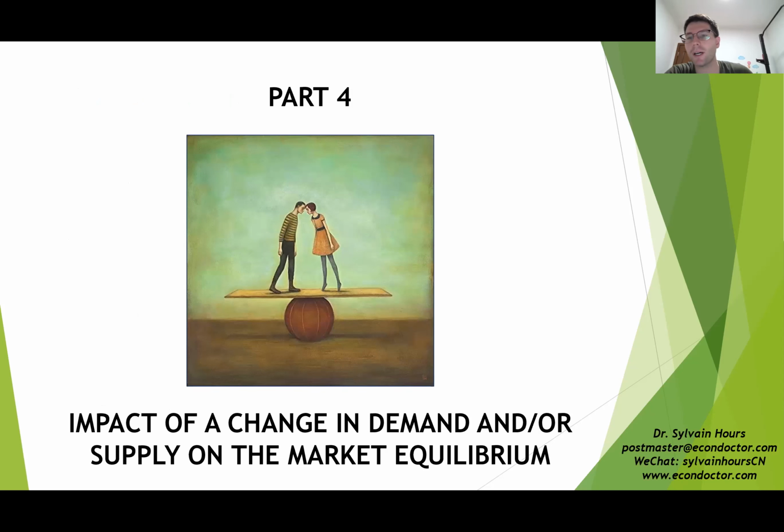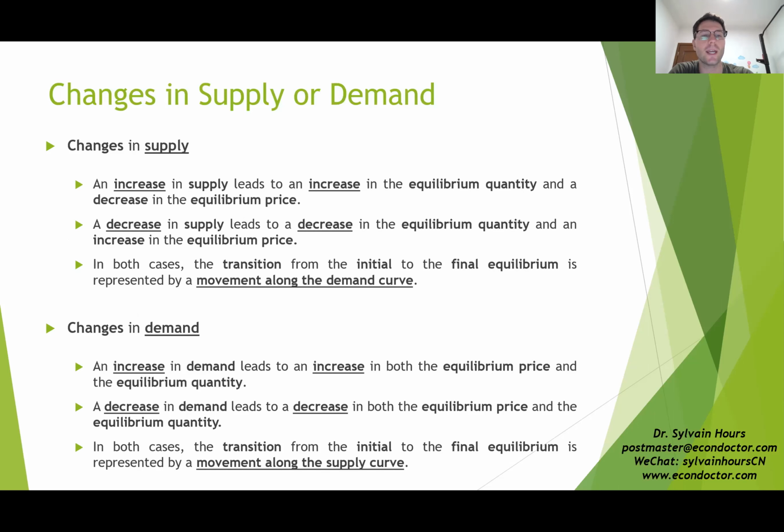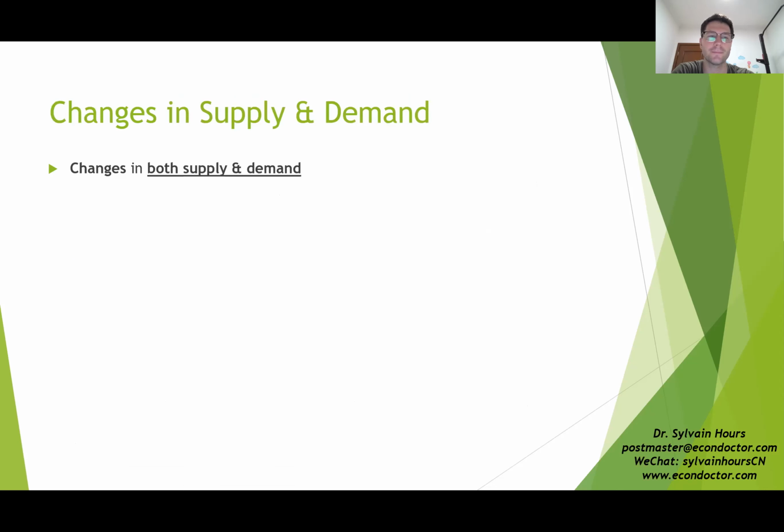Okay, and the last part is very simple, so I'm just going to take a few minutes on this. What happens if you increase demand or supply? What happens to the equilibrium quantity? What happens to the equilibrium price? So it's very easy. What happens when you change supply, increase or decrease? What happens when you change demand? What I mean is, what happens to the equilibrium quantity and the equilibrium price. This is represented by a movement along the demand curve, along the supply curve.